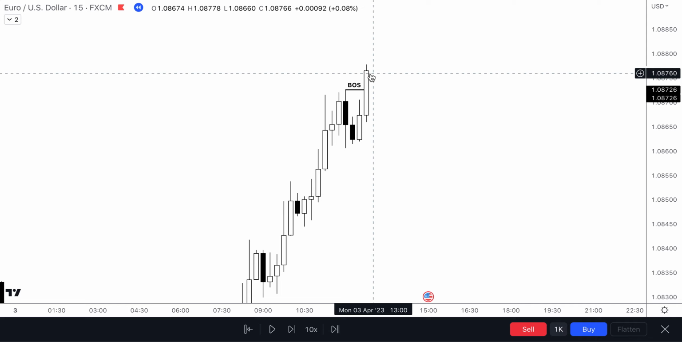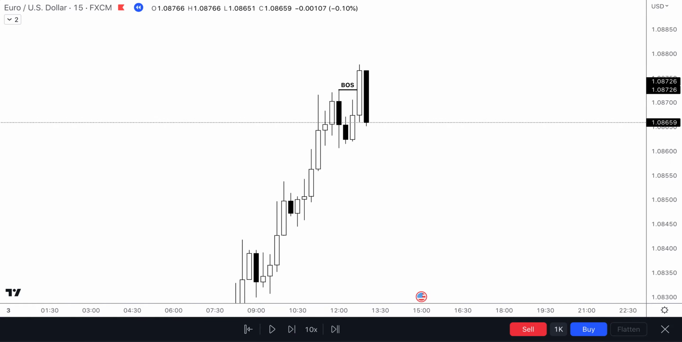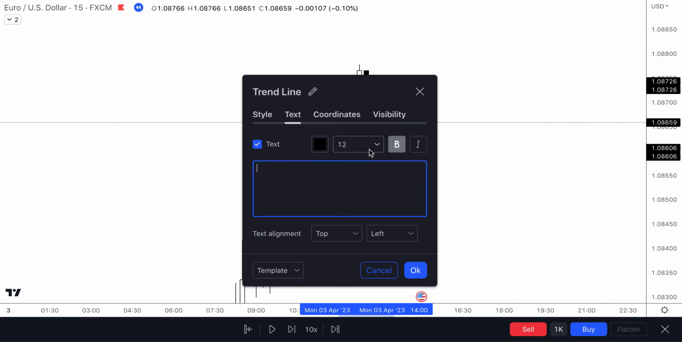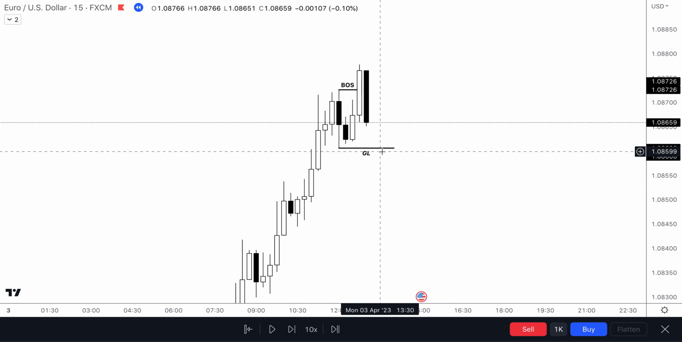I'm not going to talk too much about the entry schematic, more so just the basics of breaks of structure. We would then look for a pullback into our area of extreme supply. As I said, not going to go into too much detail. Once we've seen the break, we can then mark on our guarded low, which is our invalidation level. If price starts to close below our guarded low, this would indicate that our buy bias is incorrect, and therefore we would not be looking for any long trades in this market. So price has to stay above our guarded low.